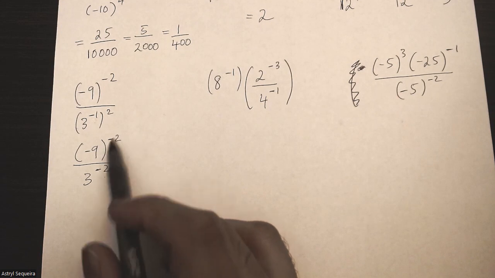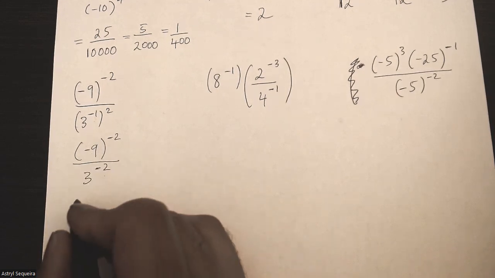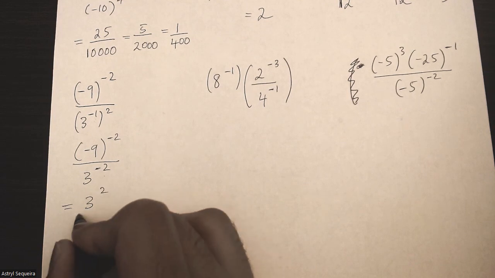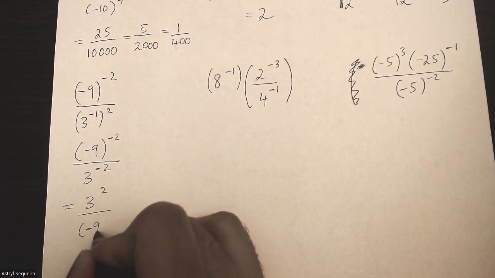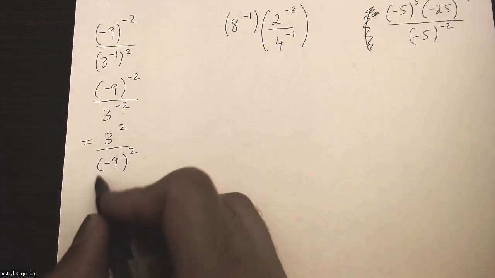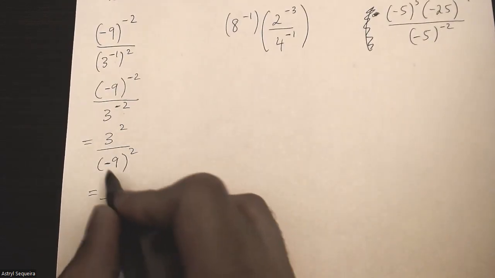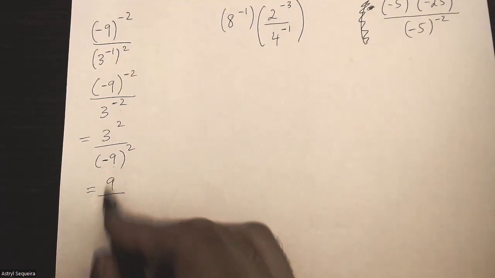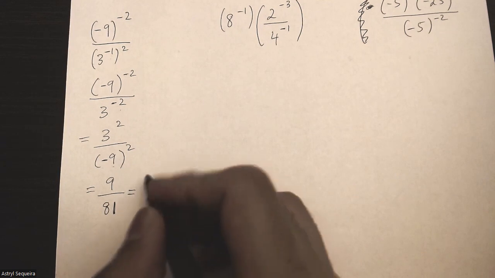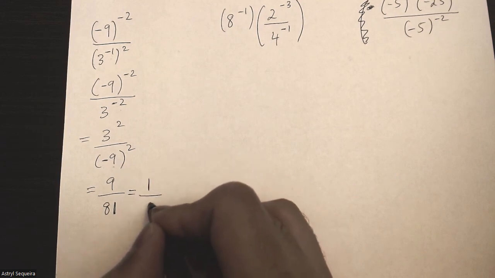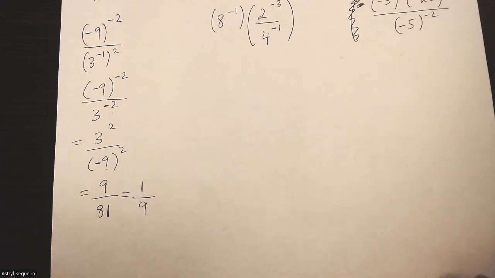Now I'll get rid of my negative exponents, so I'll flip both of these. This becomes 3 to the power of positive 2 over negative 9 to the power of 2. 3 to the power of 2 is 9. Negative 9 to the power of 2 is positive 81. And then 9 divided by 81, I can divide them both by 9. So this just simplifies to 1 over 9.